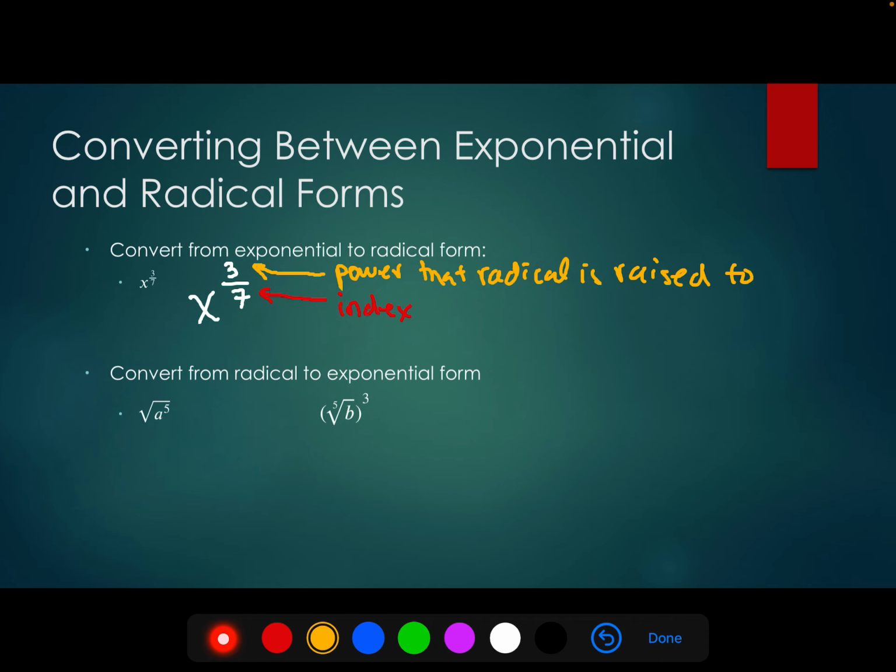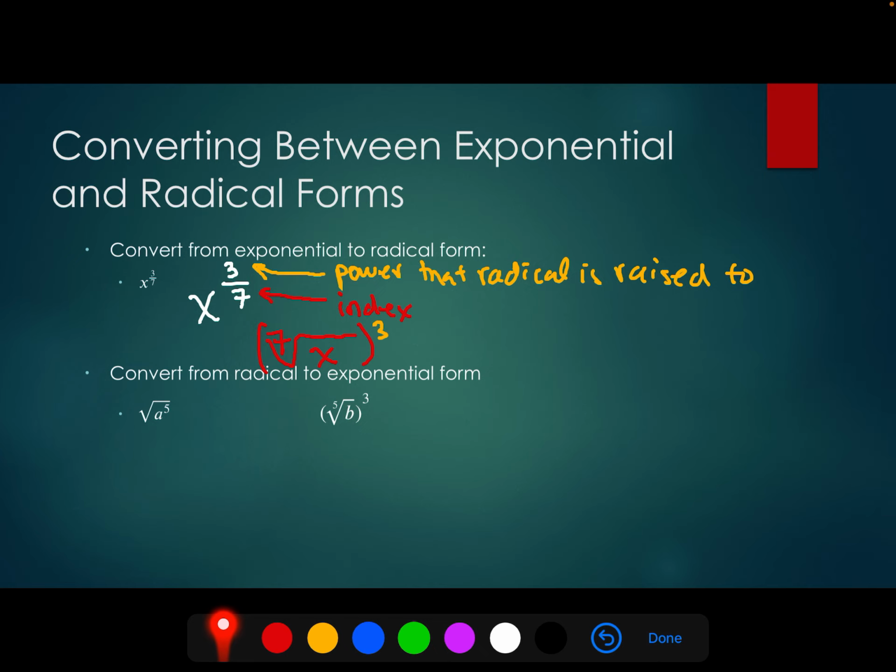So if we follow that, and we rewrite x to the 3 over 7th power, well, we can rewrite this as the 7th root, right, because 7 is our index, so the 7th root of x, and that's going to all be raised to our numerator. So that's going to be raised to the power of 3. And that's it. We're all finished. That's how you do it. The denominator is our index. The numerator is the power that our entire radical is getting raised to.